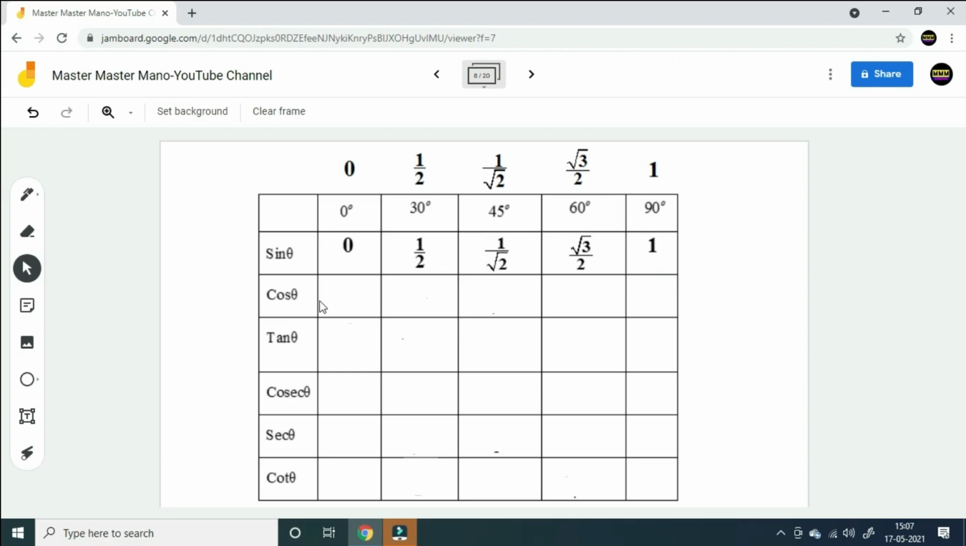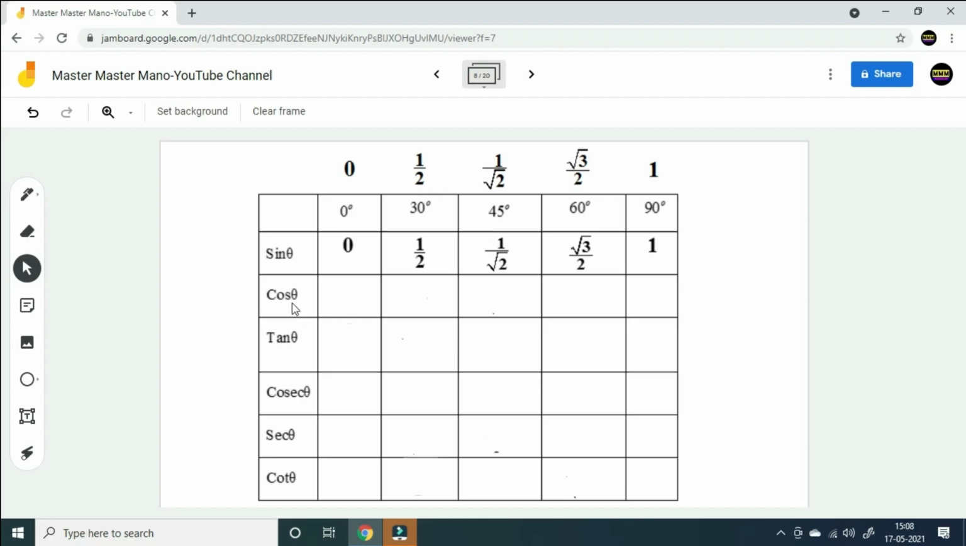For cos theta, we have to write the values got for sin theta in the reverse order. That is, for cos 0, we have to write 1. For cos 30 degree, we have to write root 3 by 2. For cos 45 degree, we have to write 1 by root 2. For cos 60 degree, we have to write 1 by 2. And for cos 90 degree, we have to write 0.